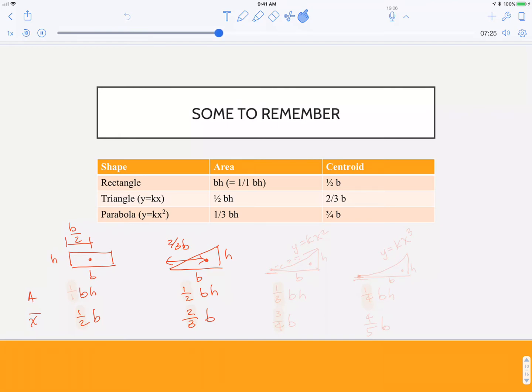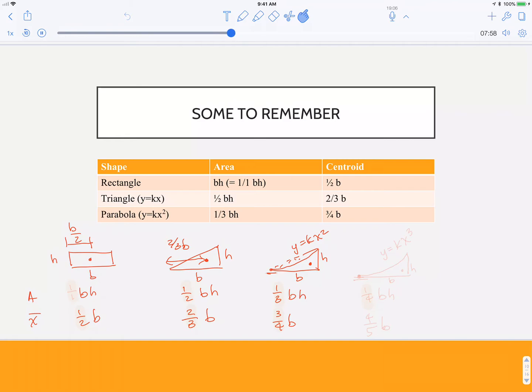Let's do one that you might not know. We'll do a parabola that right here the slope is 0, and it's also base times height. Well, that area, you can see it's a smaller area than a triangle because it's got some parts missing. See, it's got this part missing. The area turns out to be 1/3 base times height, and its centroid actually moves over to where it's 3/4 b, and this is y equals kx squared.